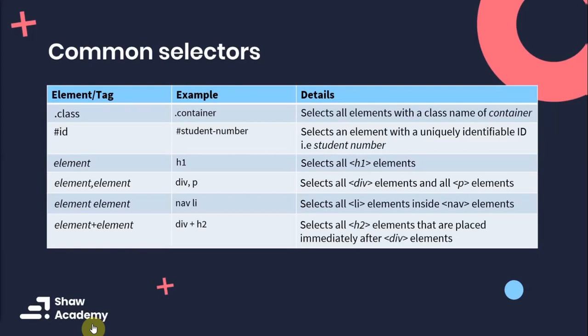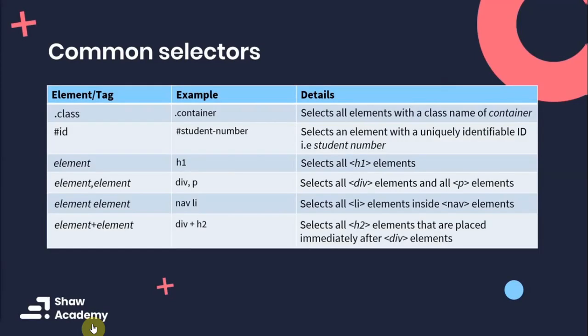Okay, then we have this thing called element, comma element. Now this is slightly different, because what we are doing here is we're selecting all the div tags, right? In this example, we're saying div, comma p. So we're selecting all the div tags and all the p tag elements. Okay, so we are taking several elements and we are styling them accordingly. This is different from using a class.